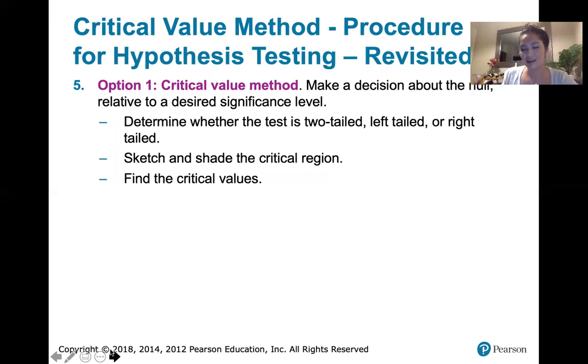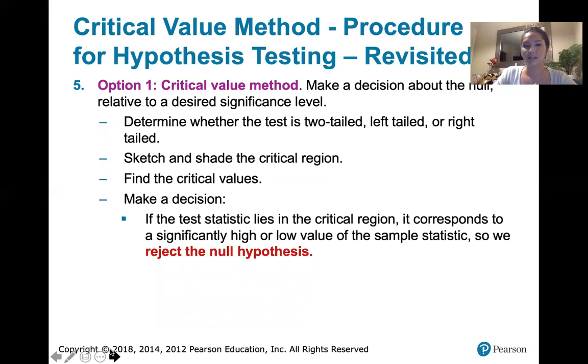So that is that cutoff value that separates significantly high or low values from the rest of the values. And then we want to make a decision. If the test statistic lies in the critical region, so that means the test statistic is more extreme than the critical value, then we're going to say that that test statistic corresponds to a sample statistic that is significantly high or significantly low, given our null hypothesis being true.